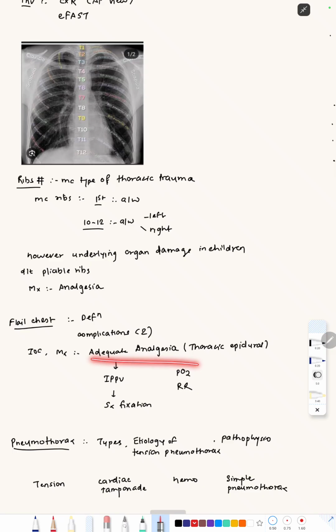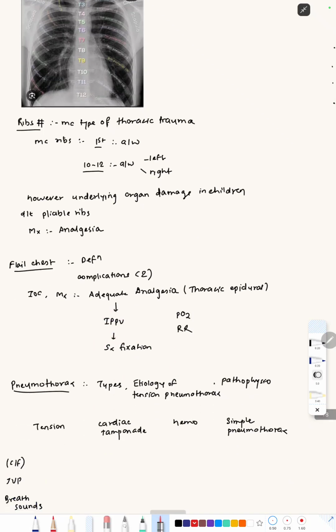Management: adequate analgesia is given, thoracic epidural analgesia. But if the partial pressure of oxygen is less than 60 mmHg and respiratory rate is more than 20, that is where respiratory distress is seen, intermittent positive pressure ventilation is given. If still the patient is not improving, then surgical fixation is done.